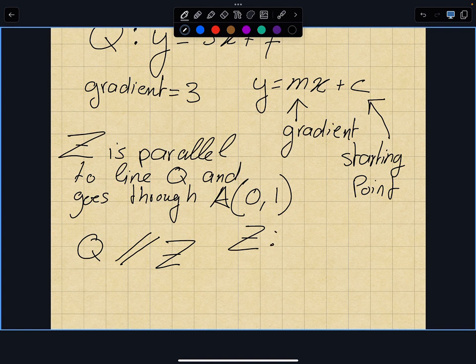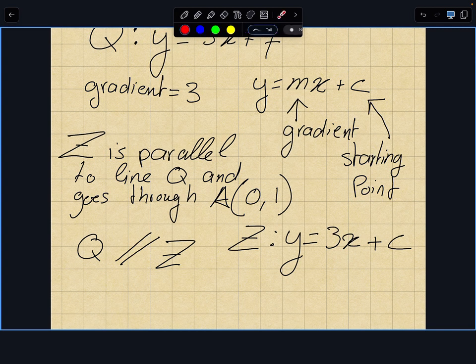Oh, that's easy. So, what is the equation of Z? Y equals, same gradient, 3x. There it is. 3x plus C. But we're not finished because I still need the C. If we remember correctly, how do I find C? I find C by placing 0 at the x value.